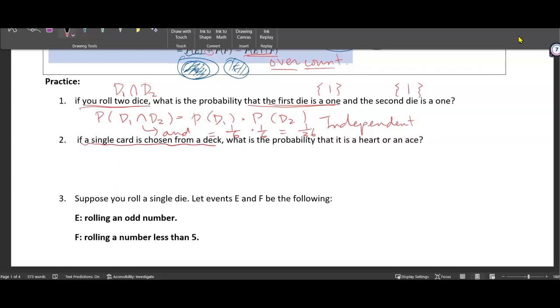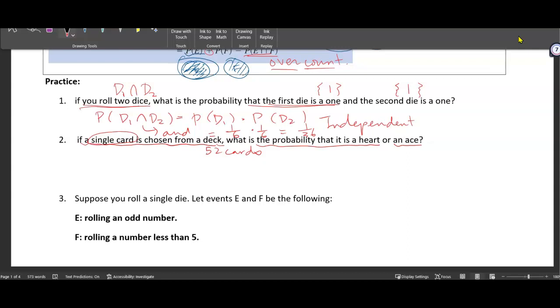If you want, you can pull out the deck of cards, right? And you want the probability of it being a heart or an ace, right? So this is a simple event, with 52 cards. We can count the 52 cards if you can pull out the cards from the internet.